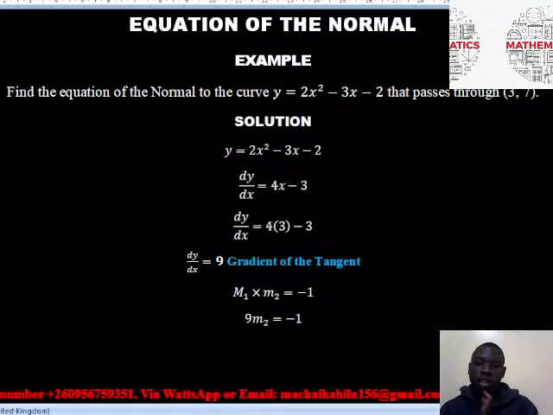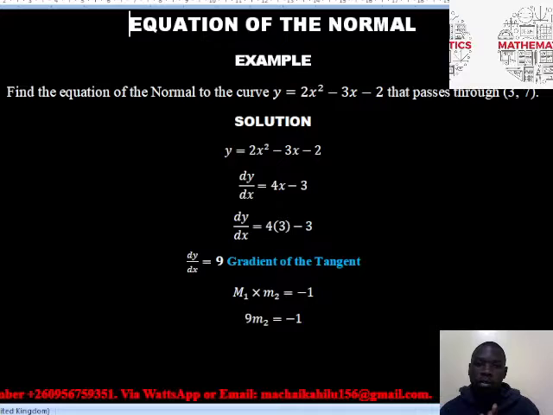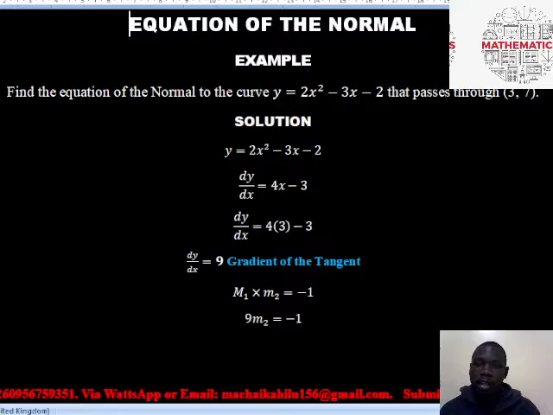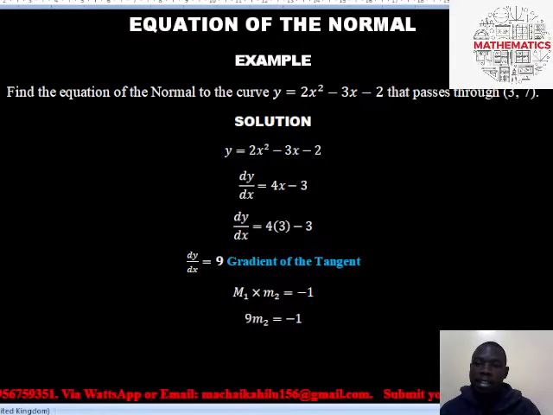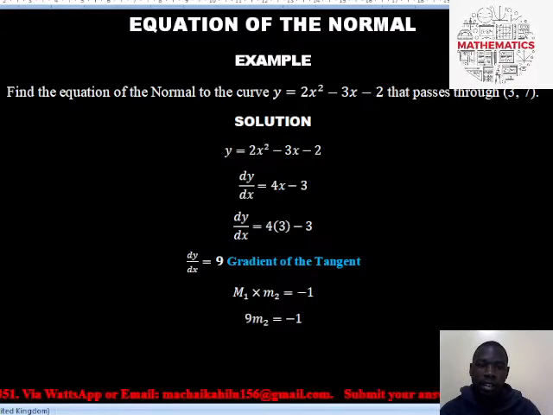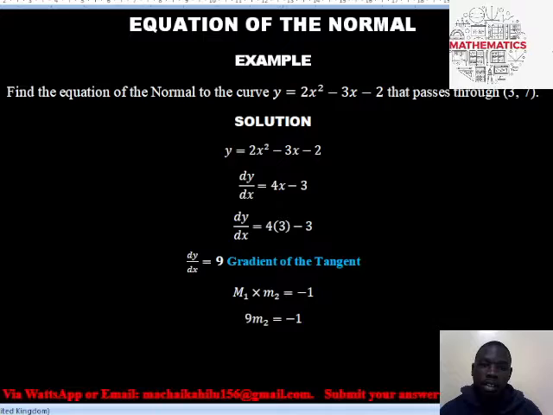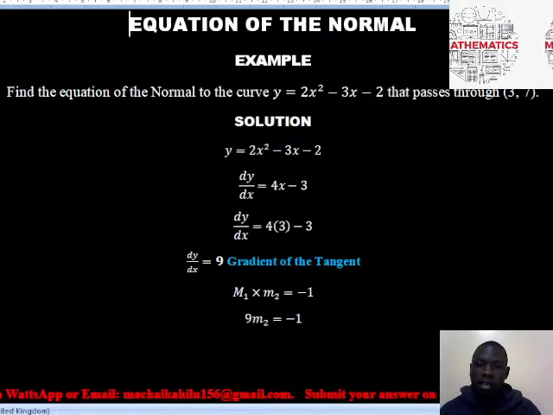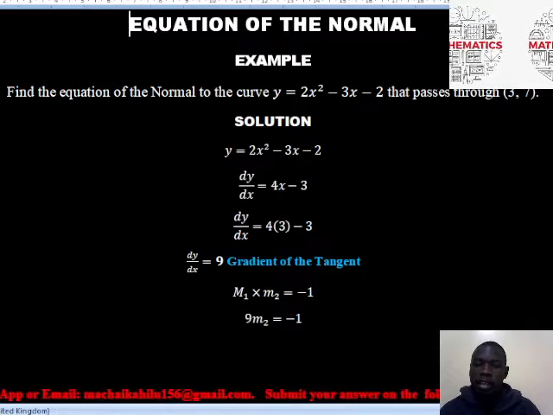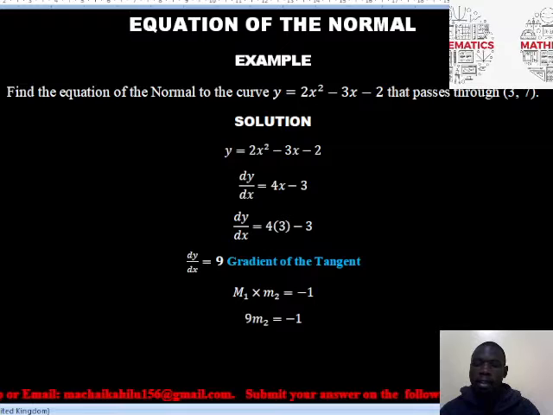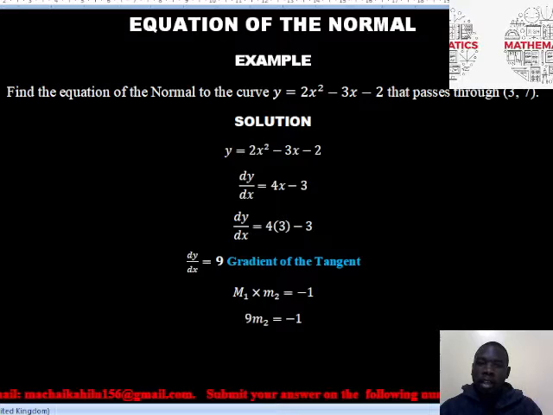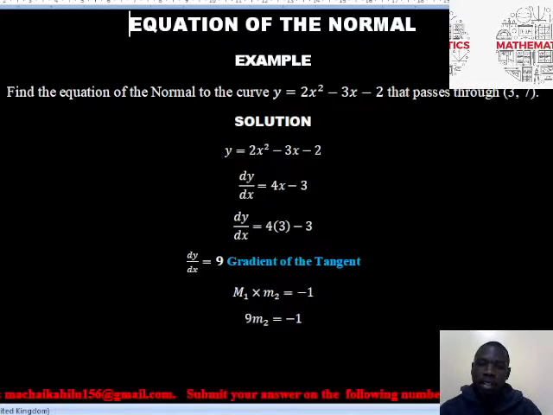The example says find the equation of the normal to the curve y equals 2x squared minus 3x minus 2 that passes through (3, 7). I repeat the question. The question says find the equation of the normal to the curve y equals 2x squared minus 3x minus 2 that passes through (3, 7). So how do you solve that particular question?